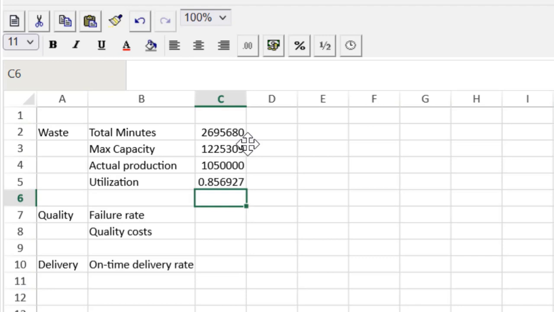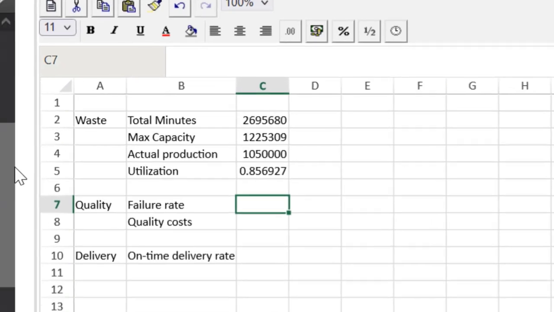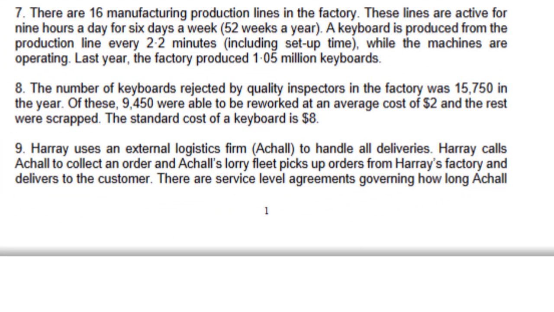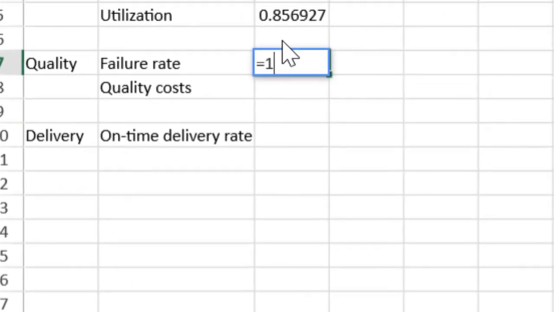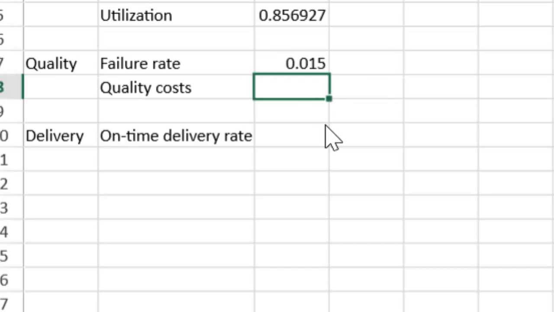Now, the failure rate. We can go to note 8 and make quick work of that. In note 8, we learn that the quality inspectors rejected 15,750 keyboards out of a total of 1,050,000 keyboards produced. So that's a 1.5% failure rate.